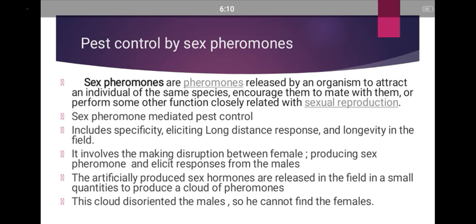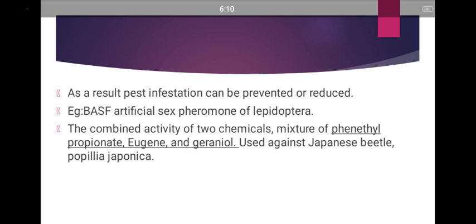The artificially produced sex pheromones are released in the field in small quantities to produce a cloud of pheromones. This cloud disorients the male, so he cannot find the females. As a result, pest infestation can be prevented or reduced. BASF, artificial sex pheromone of Lepidoptera, the combined activity of two chemicals, mixture of phenethyl propionate, eugenol, and geraniol, used against Japanese beetle Popillia japonica.